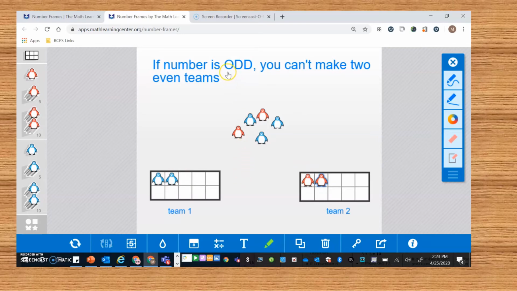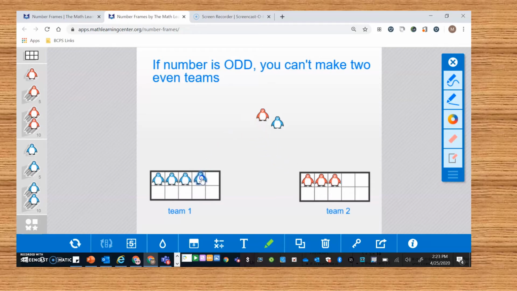But again, we're looking at odd numbers, so we're seeing how they don't make even teams. So we're going to put our blue penguin here. We now have 3 blue penguins and 2 red penguins. Notice they are not equal, so we can't have even teams, and the total amount is 1, 2, 3, 4, 5, which is an odd number. I'll even it up by putting my other red penguin here. We now have a total of 6, 3 on one side, 3 on the other. 6 is an even number, so we know that we have equal teams.